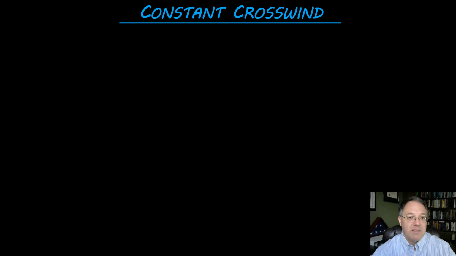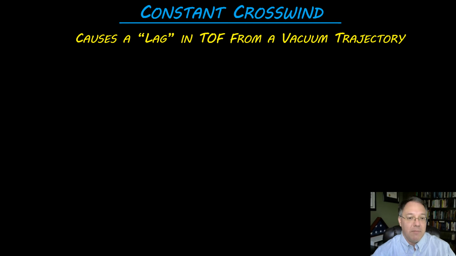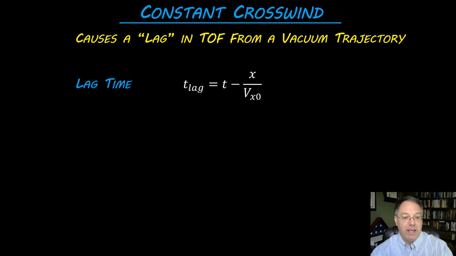Let's look at the case of a constant crosswind, so steady wind coming in from the sides. This is going to cause a lag in our time of flight compared to our vacuum trajectory. It's going to slow things down a little bit. First, we can calculate a lag time, which is t lag equal to t minus x over Vx naught, right? Our range divided by the muzzle velocity in the x direction.